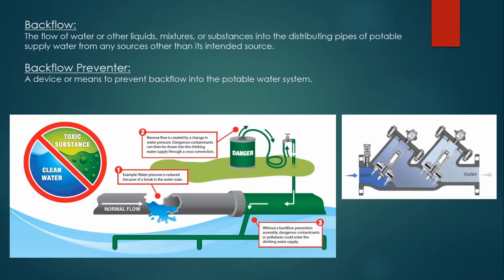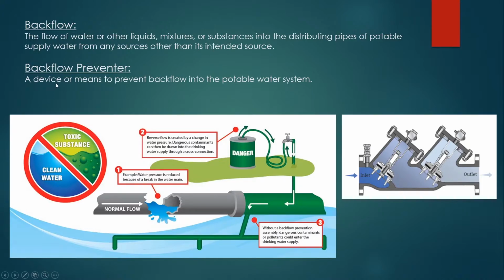Next is backflow. Backflow is a flow of water or other liquid mixtures or substances into distributing pipes of potable water supply from any source other than the intended source. So backflow is if you get a clog or something and you keep adding water, it's water going the wrong way.